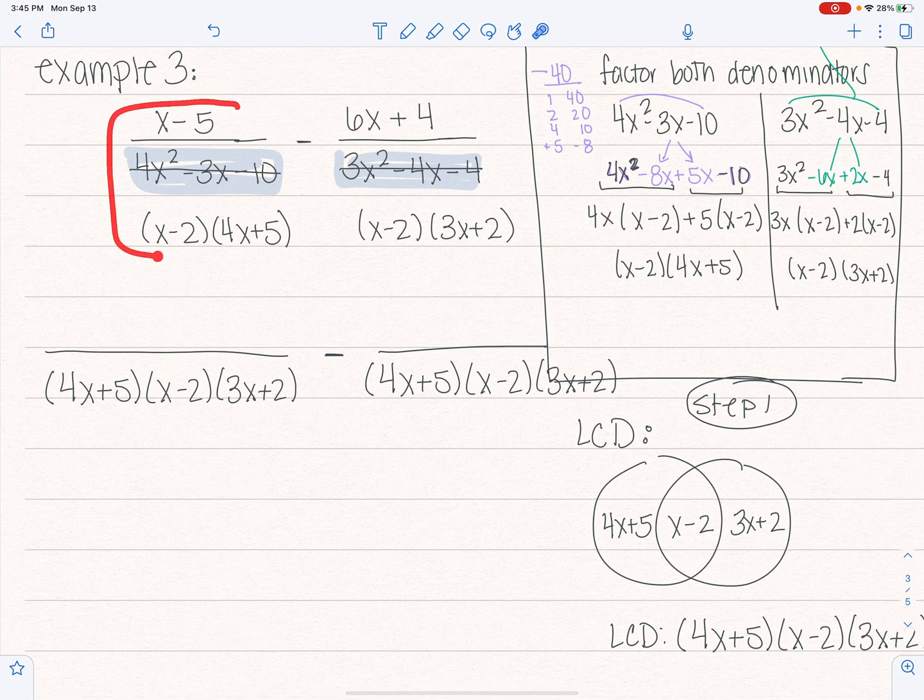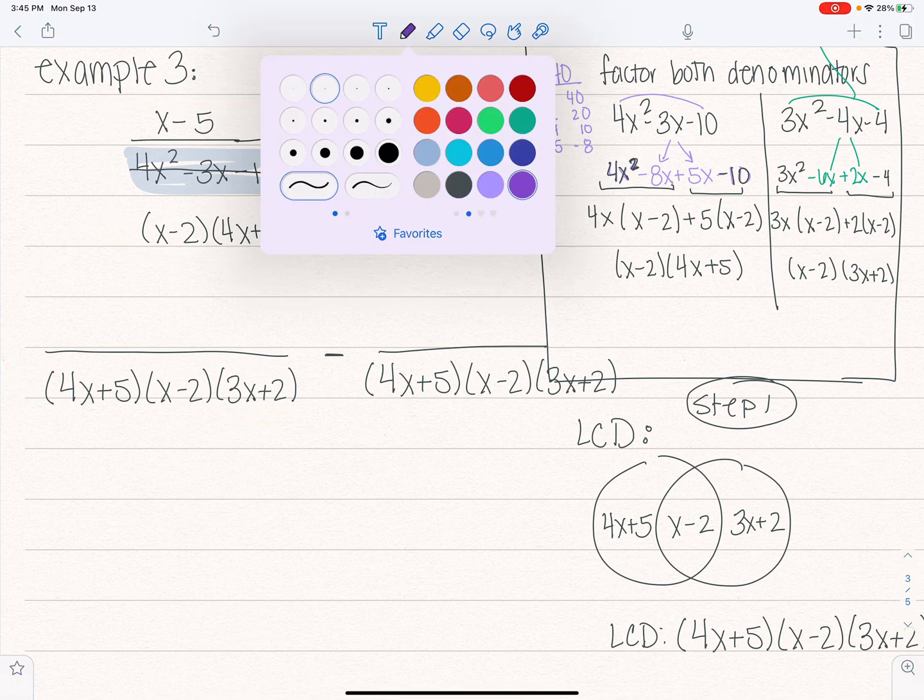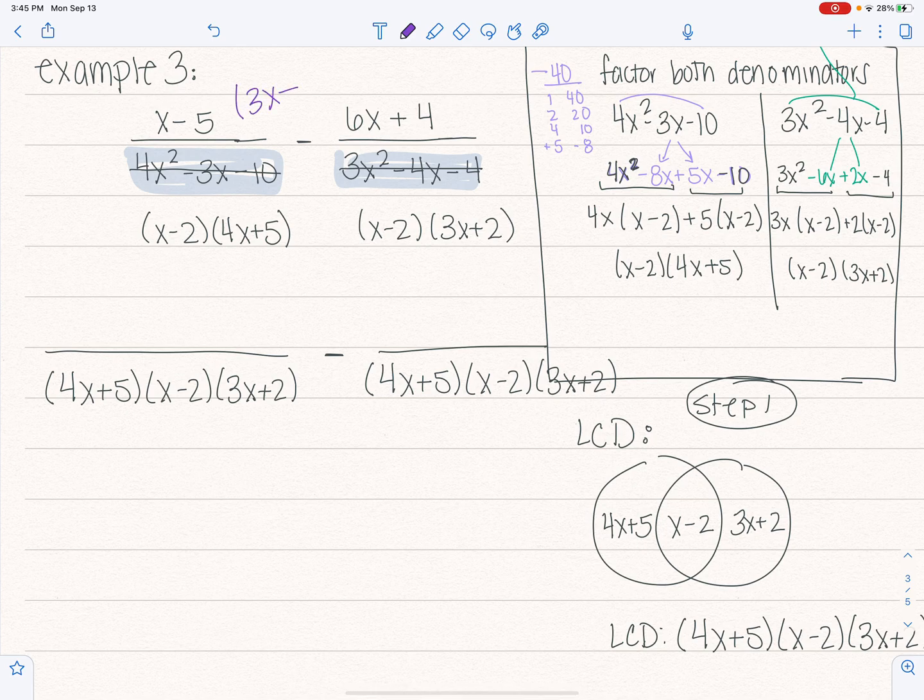All right. So now I'm looking at my fraction. Here's my original fraction. On the denominator, I had x minus 2, 4x plus 5. What do I need to multiply by to make that denominator 4x plus 5, x minus 2, 3x plus 2? Well, what it's missing from the LCD is that 3x plus 2. So I need to multiply top and bottom by 3x plus 2. So what I'll have is that original numerator, x minus 5, it needs to go in parentheses because it is a quantity, minus the second one.